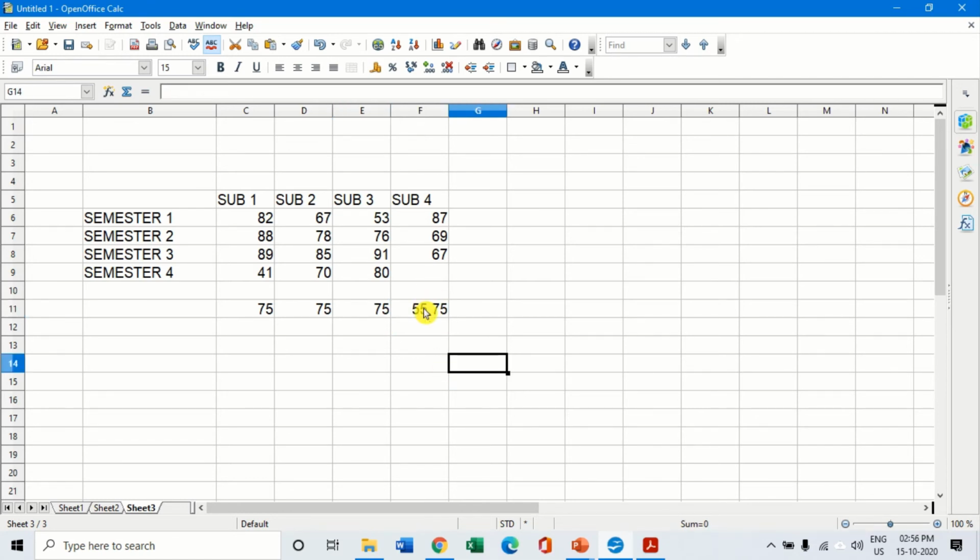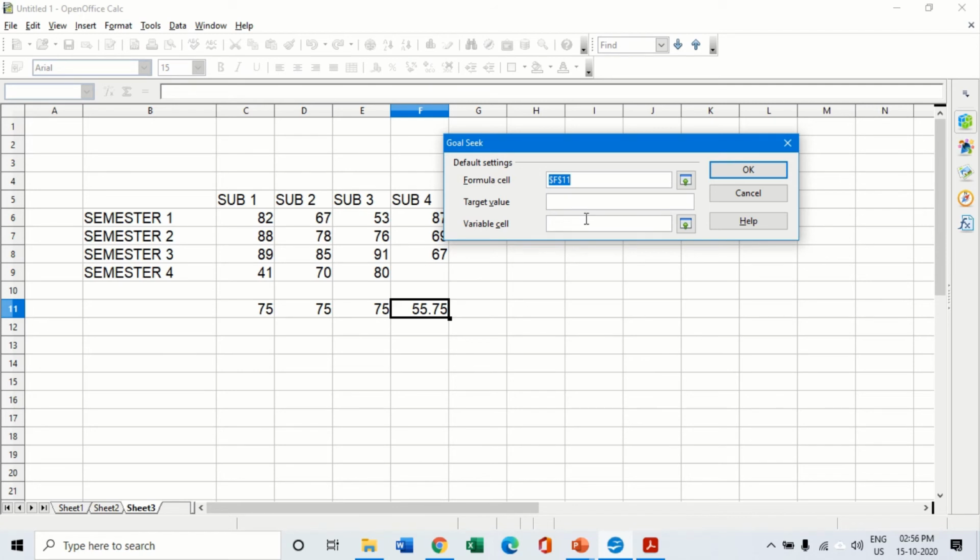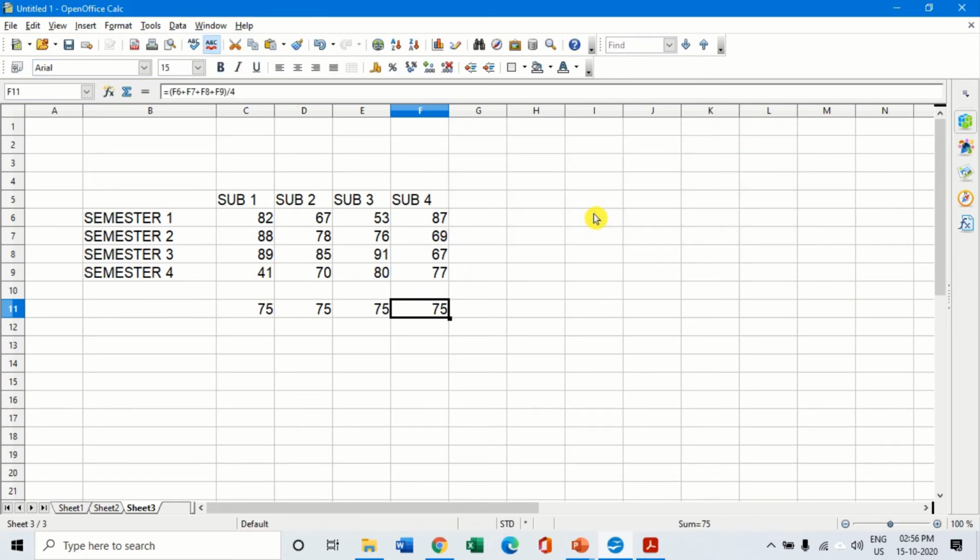As of now he is getting only 55%. Again here, Tools, Goal Seek. My formula is in this bar, the target value is 75 and my variable value is the 4th semester marks. Here it says 77. So in this way I get to know how many marks the student has to achieve in the 4th semester to get a target of 75% distinction.